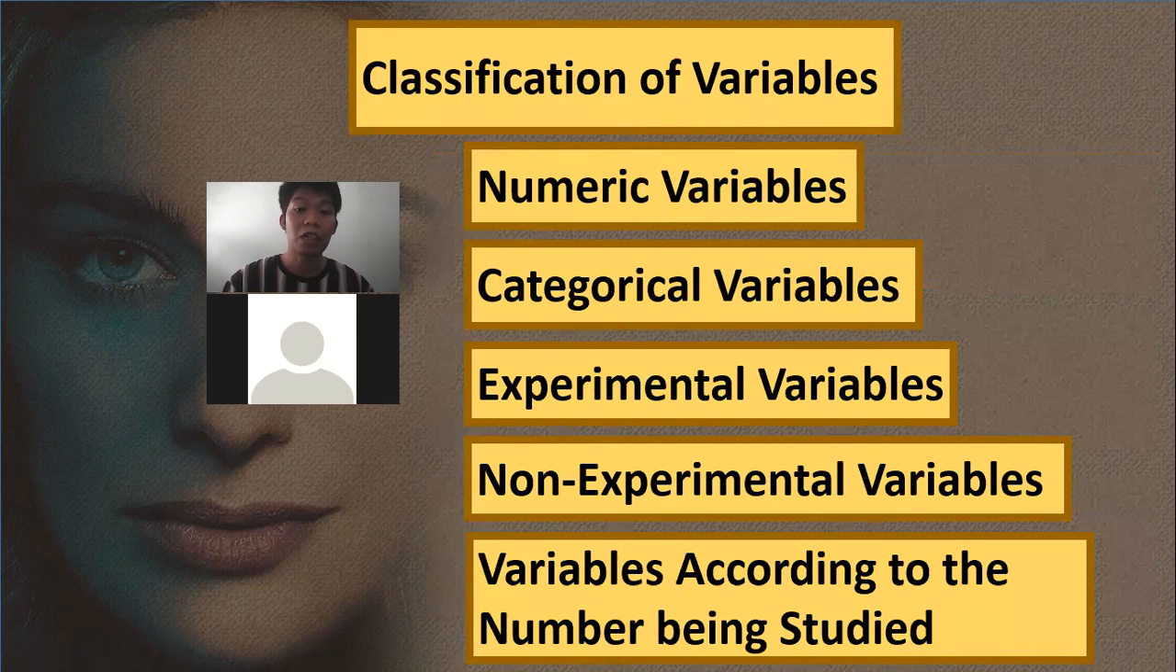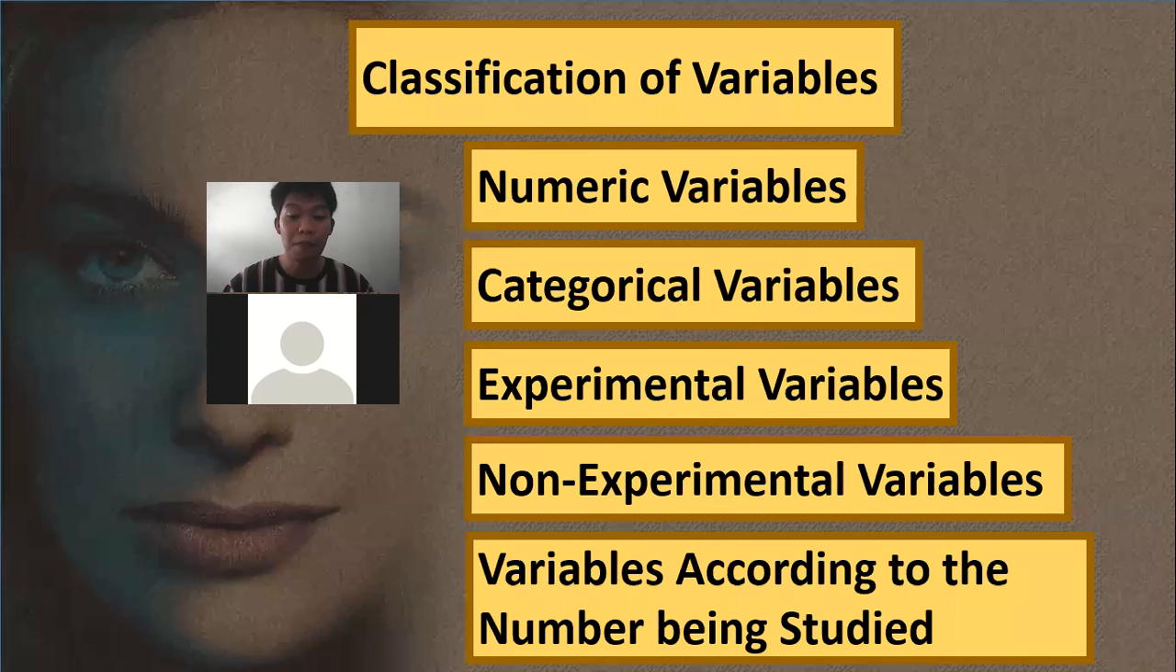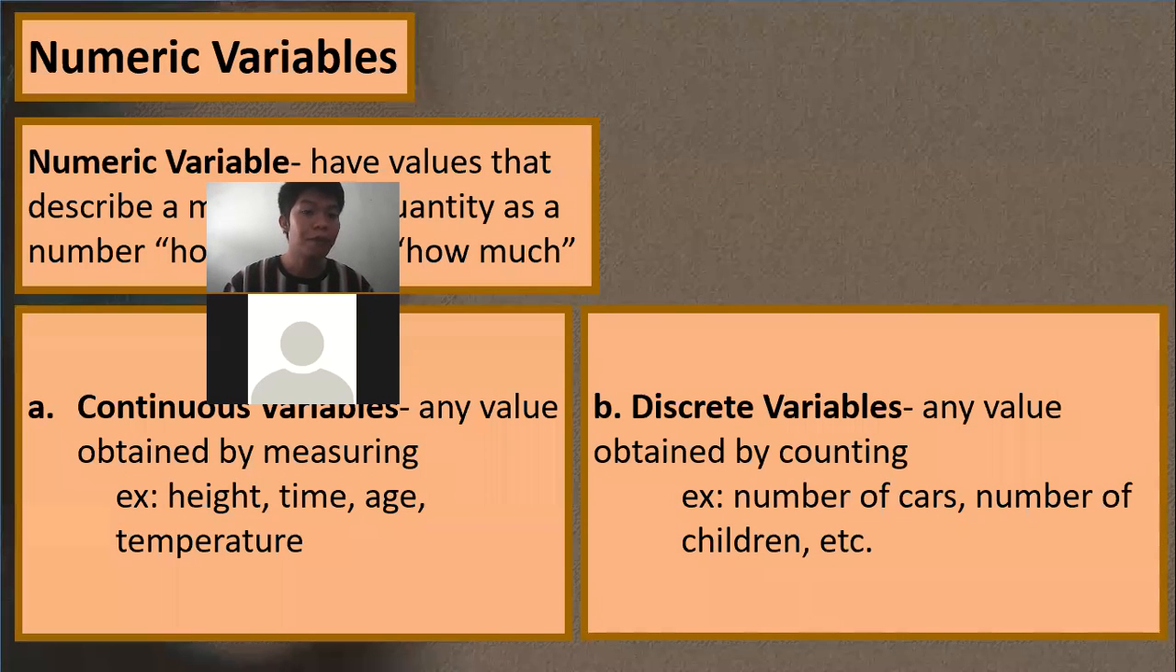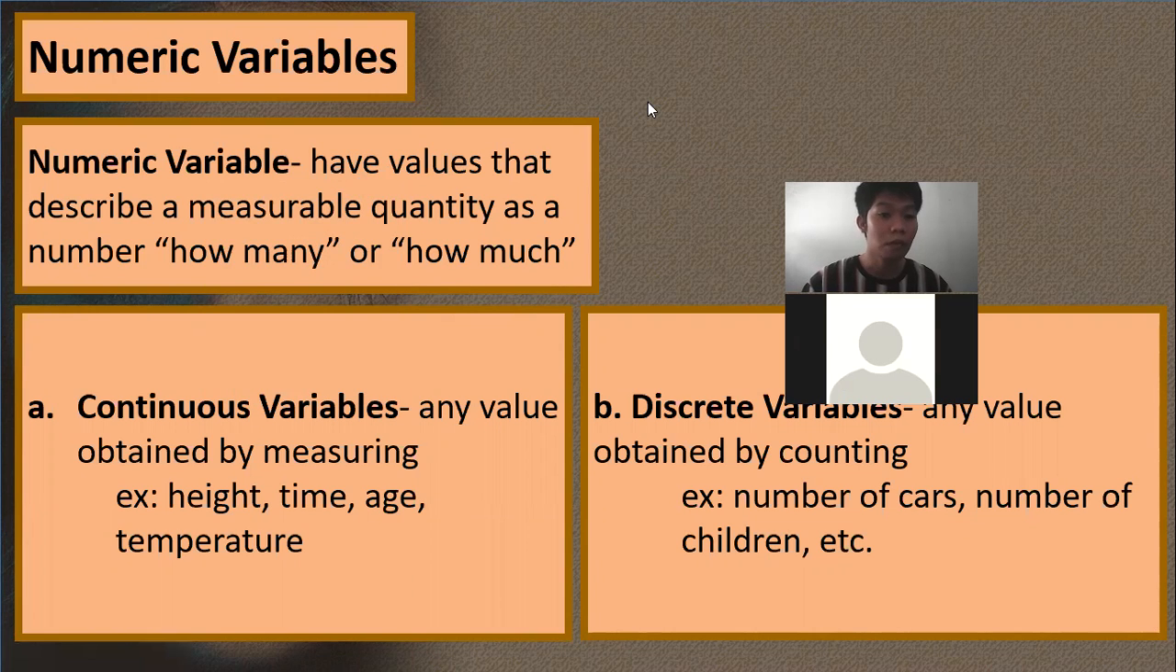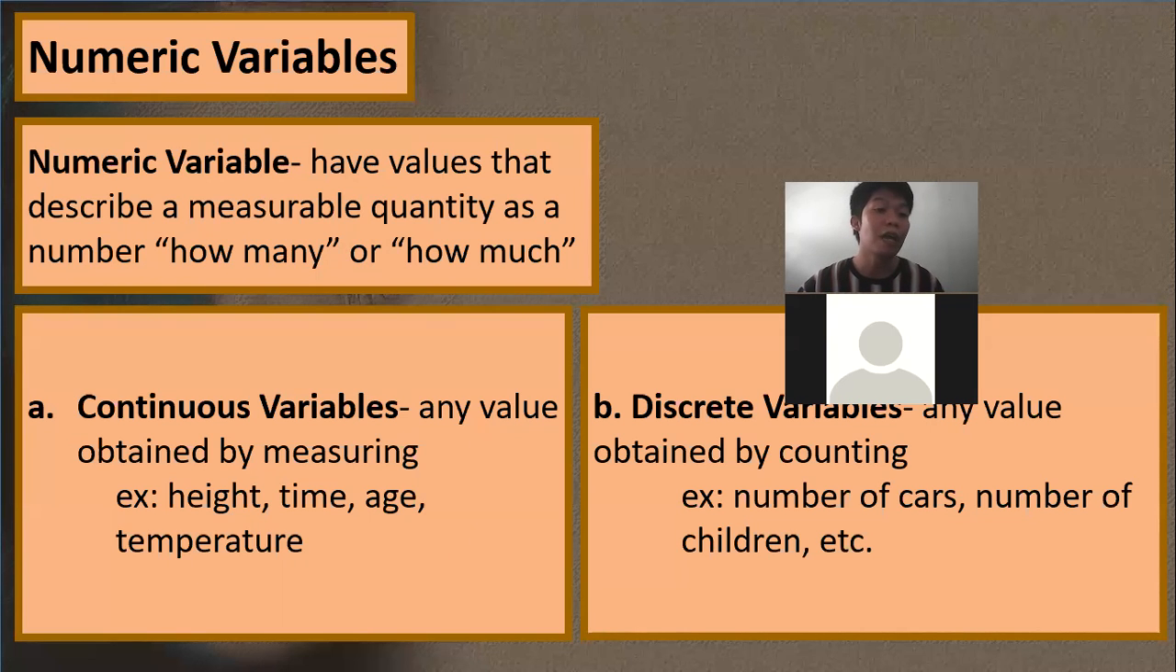So these are the classifications of variables. We have numeric variables, categorical, experimental, non-experimental, and variables according to the number being studied. First, we have numeric variables. Numeric variables have values that describe a measurable quantity as a number, like how many or how much. Basically, numeric variables are used in demographic studies, number of population, or in a census. And we have two types of numeric variables: continuous and discrete.